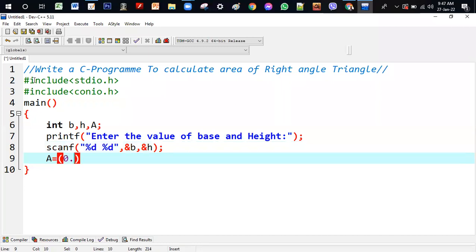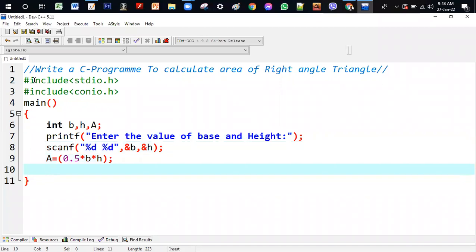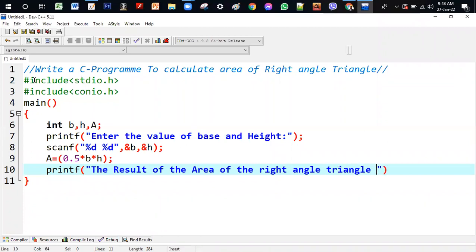Now the area formula: area a is equals to 0.5 into base into height. Now semicolon, printf. Now printf the result of the area: the area of the right angle triangle is percentage sign d, and the value will be the area a.